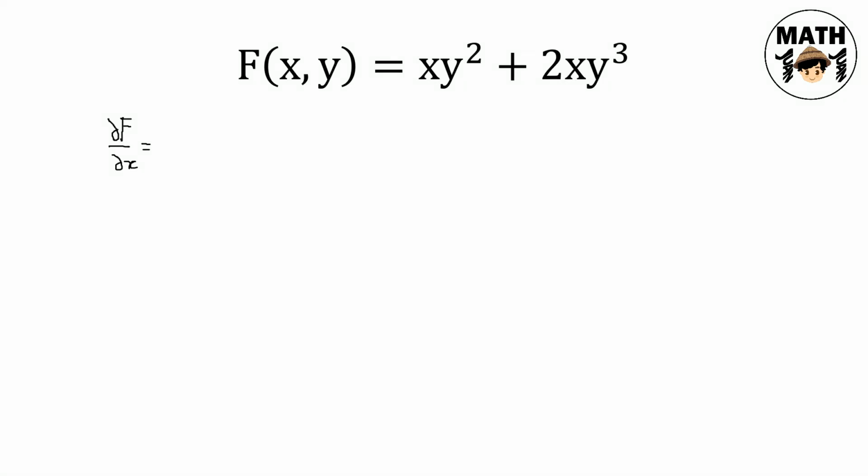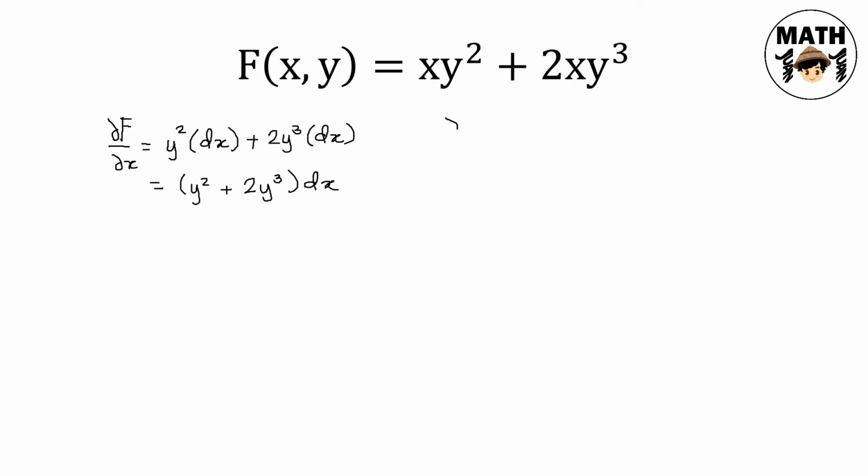Let's take the partial derivative of the first term with respect to x. y squared will be constant, so hindi natin siya i-differentiate. Multiplied by x, so derivative ng x ay 1, or sulat natin as dx. Plus, for the second term, we have 2xy cubed. So, si 2 constant, y is also considered as constant. Derivative ng x ay dx. So, factor out natin si dx dito. So, the partial derivative of f with respect to x is (y squared plus 2y cubed) dx.